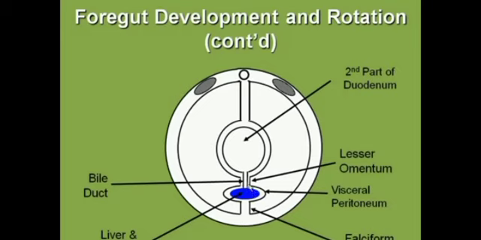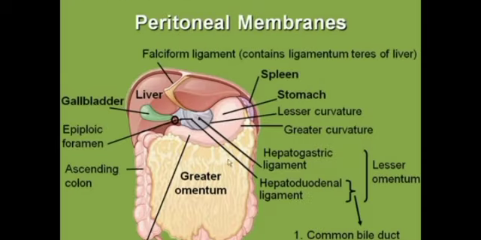And so now, before we move on, let's take a look at how this all relates to the adult anatomy. If we look at the adult anatomy of this region, what we should anticipate is that between the liver and the gut tube, we should find the lesser omentum. Between the liver and the ventral body wall, we should find the falciform ligament. And within the lesser omentum is where we should expect to find the bile duct. So let's take a look at the adult anatomy.